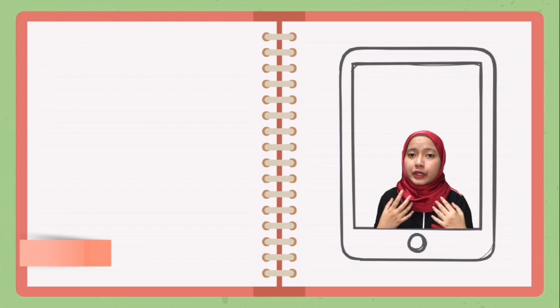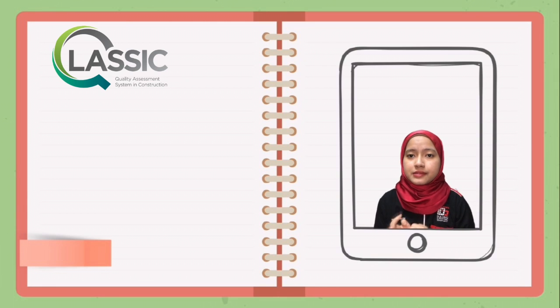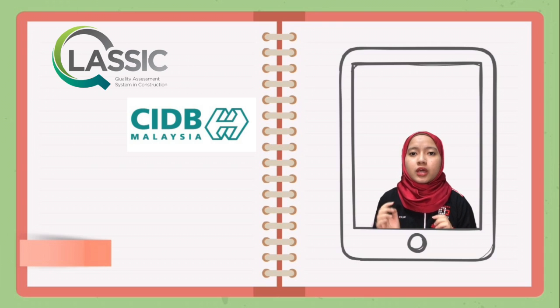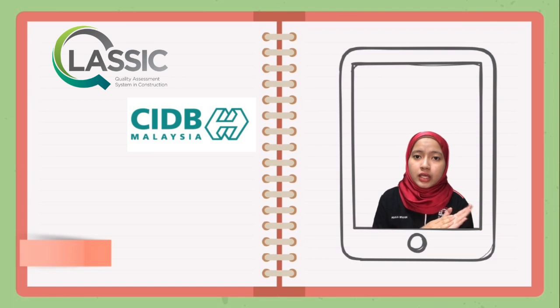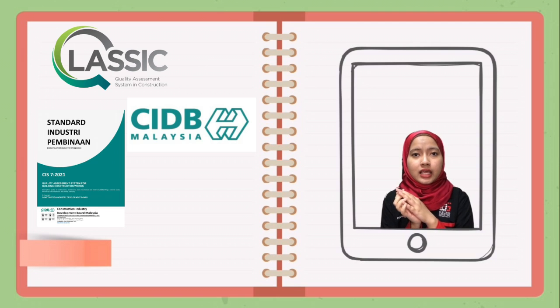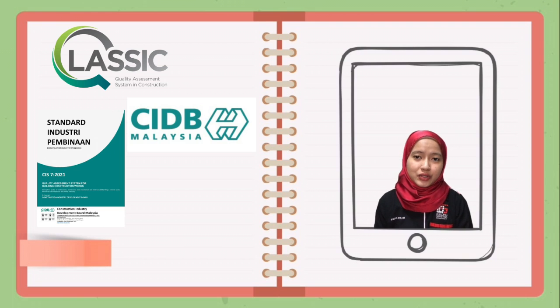So now we already know about QLASSIC. QLASSIC is one of the quality assessment systems that has been introduced by CIDB based on feedback to the industry. With this QLASSIC, they make an assessment to give scoring to the construction projects to determine the level of quality that has been achieved by a project. It is an assessment based on Construction Industry Standard 7 introduced in 2005. To understand more about this QLASSIC, let's look at an example of a project in Malaysia that has used QLASSIC and how this system can change society's perception.